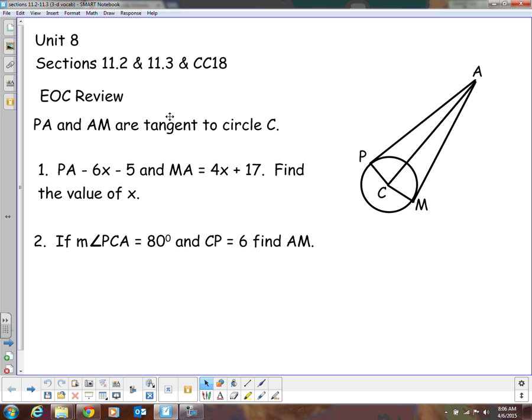So let's talk about this EOC, because the EOC is coming. The window is April 29th through May 4th, so it is coming quickly. April 17th is when I think I will give you the last test, or maybe sooner. We'll see. Today is section 11.2 to 11.3. We don't have any EOC.